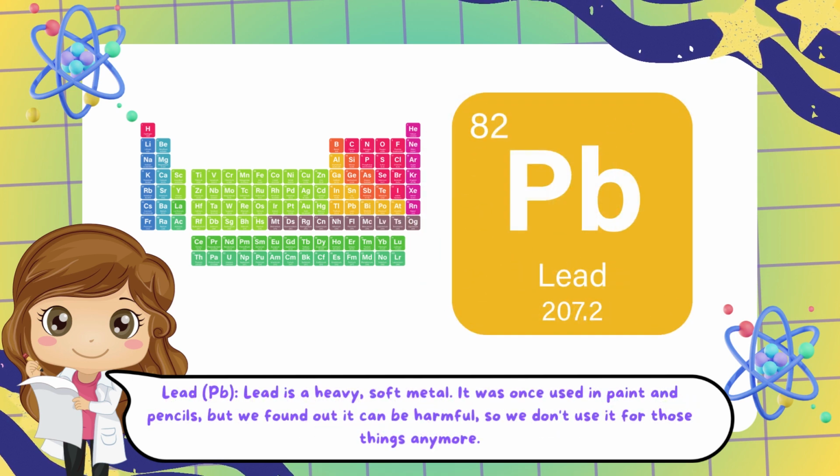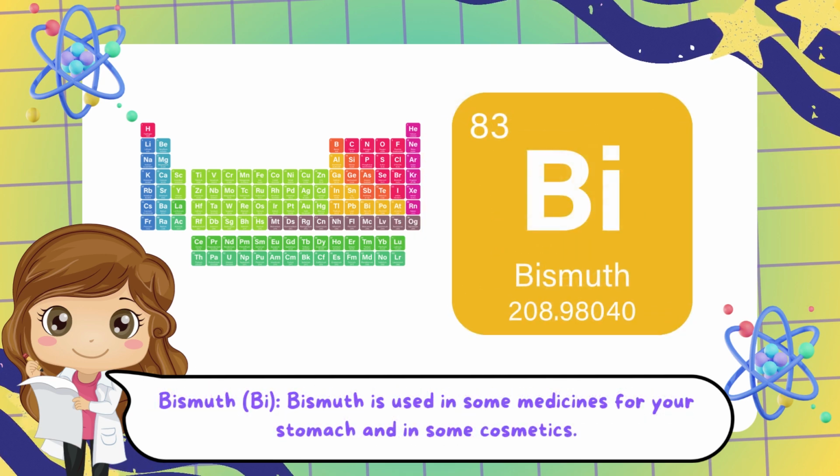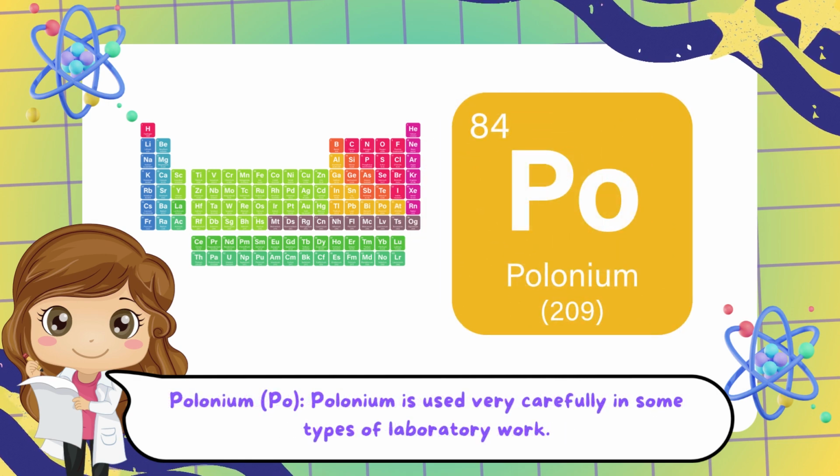Lead, P-B. Lead is a heavy, soft metal. It was once used in paint and pencils, but we found out it can be harmful, so we don't use it for those things anymore. Bismuth, B-I. Bismuth is used in some medicines for your stomach and in some cosmetics. Polonium, P-O. Polonium is used very carefully in some types of laboratory work.